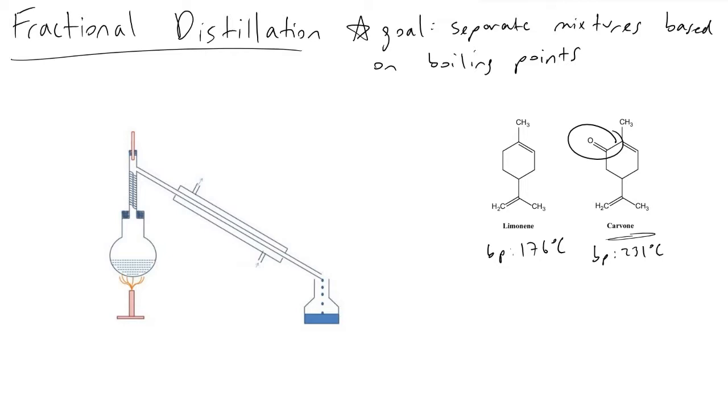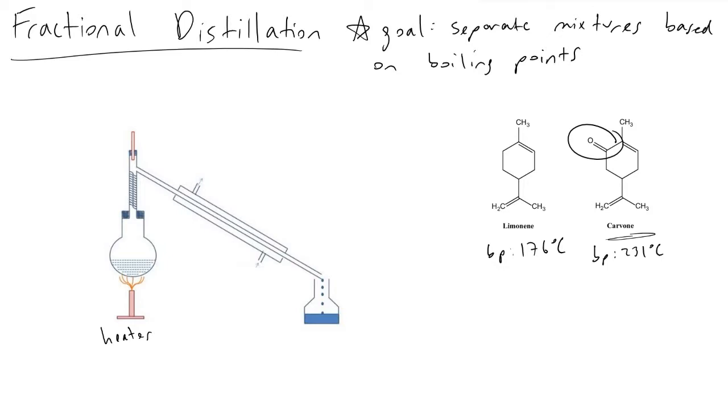So what we would get in a flask would be a mixture of limonene and carvone, and the first thing we're going to do is heat the flask, and we're going to apply heat. And if you were in an organic chemistry lab, because there's so many volatile solvents around, you wouldn't use a Bunsen burner, you would use a sand bath. We very typically use sand baths in organic chemistry labs because open flames are incredibly dangerous due to flammability reasons. But for the sake of continuing, we're going to be heating this solution.